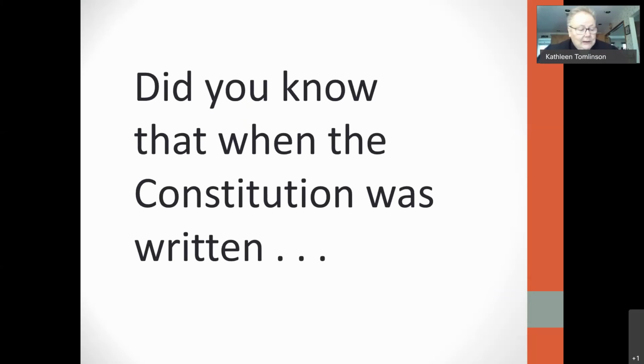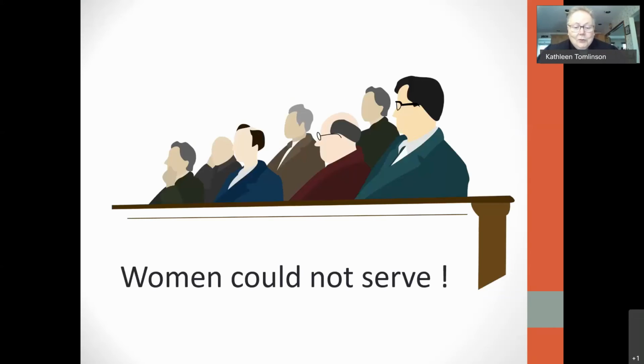Did you know that when the Constitution was written, women couldn't serve? Look at that jury box. Look at all those men. Only men could serve at the time because men owned property, and that was a requirement to serve as a juror. Thank goodness, as all of you young women out there are breathing a sigh of relief, I'm sure, things have changed. Women now serve on juries equally with men.